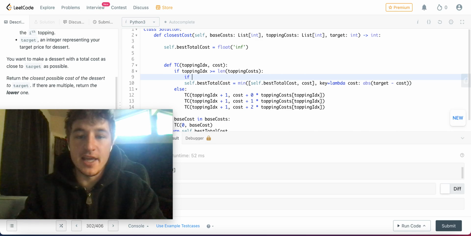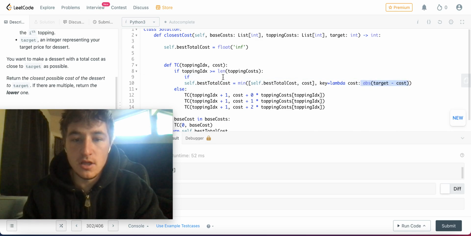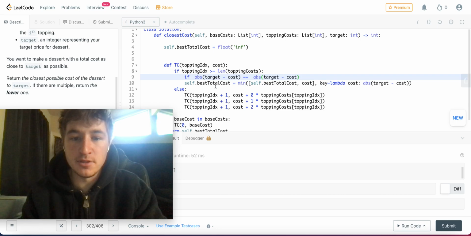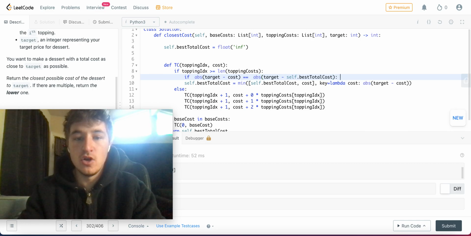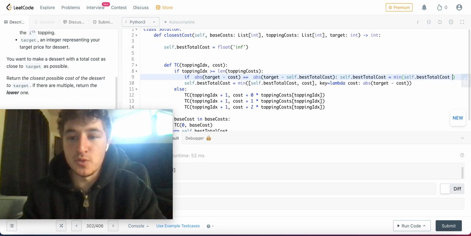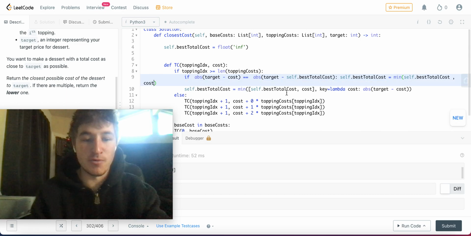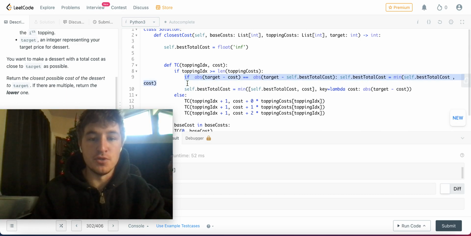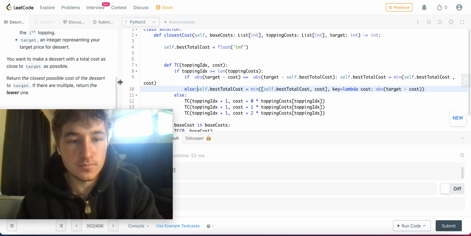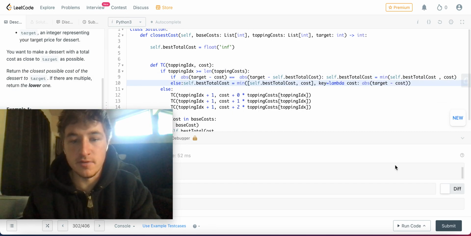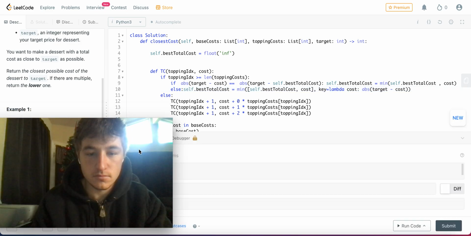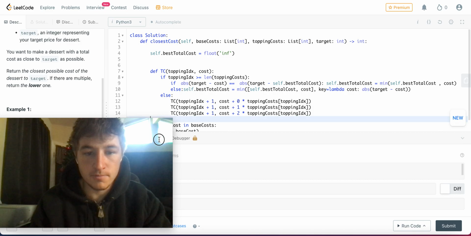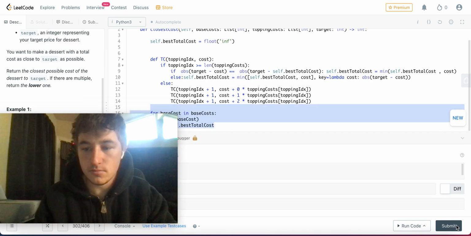Okay, so basically if the absolute difference of target minus cost equals the absolute difference of target minus best cost, right? So if they have the same absolute difference, we're going to choose the minimum between them. So whoever has a lower cost in total, we're going to choose that. Otherwise, we'll just play the same game. So this is kind of ugly, but it's fine. So we'll run this again. Good. And then we'll just submit.